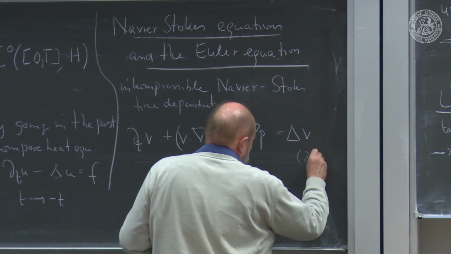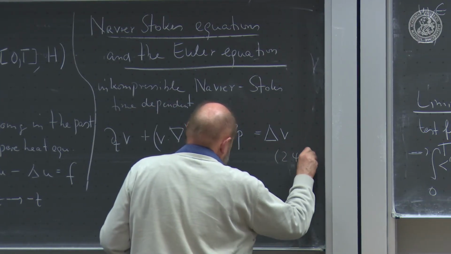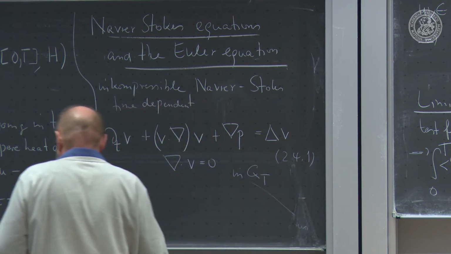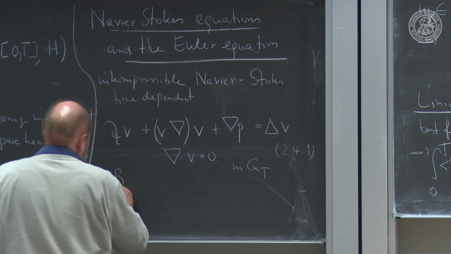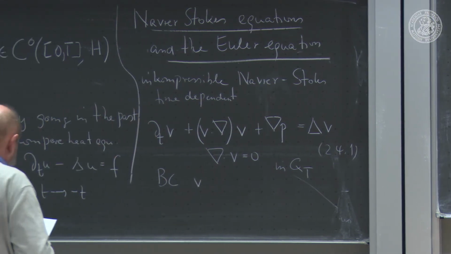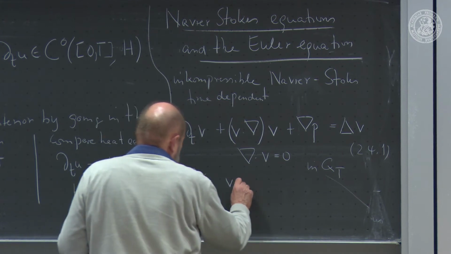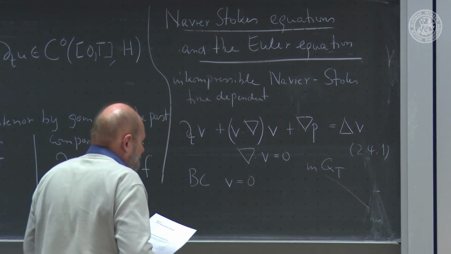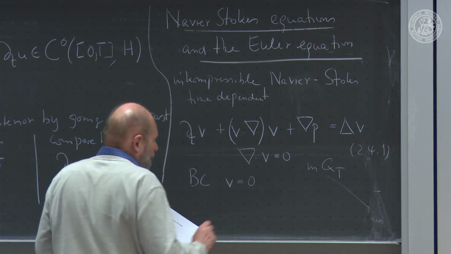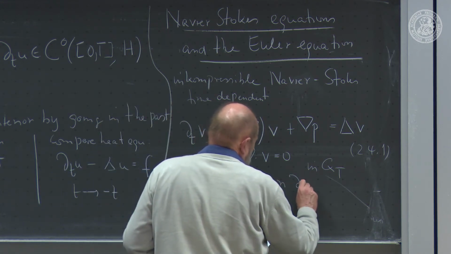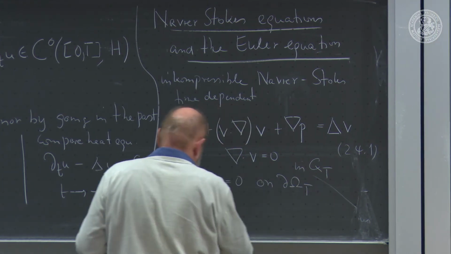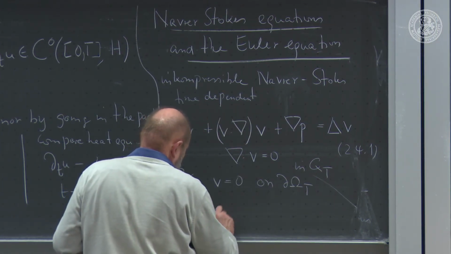And then the boundary conditions are supposed to be, so this is in Qt to be understood, the hardest conditions: v equal to 0. The velocity field is fully 0 on the boundary, delta omega t. And of course we have initial data.